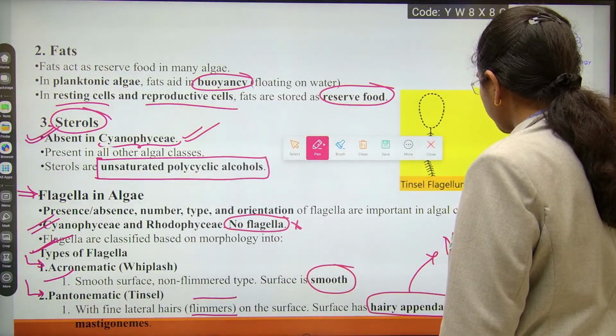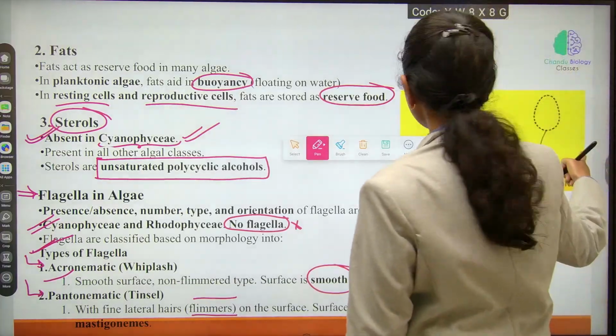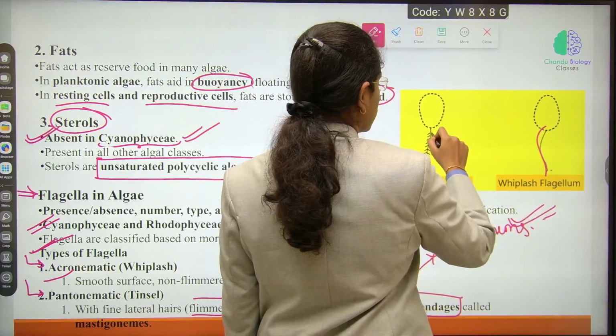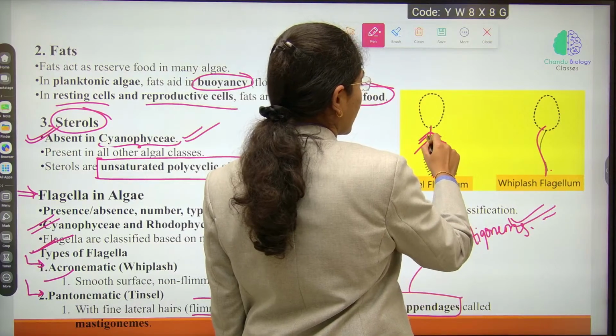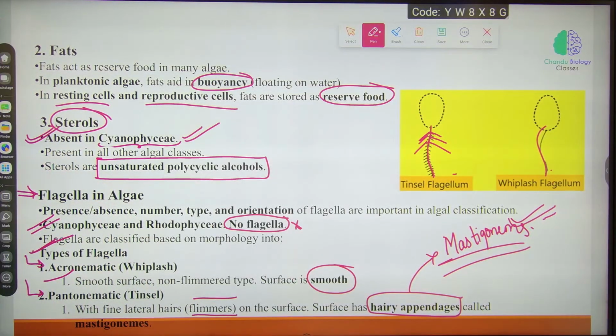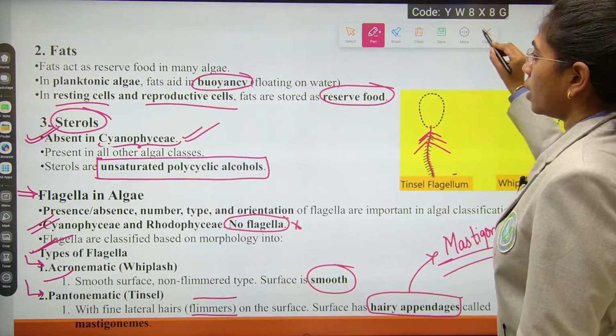Here you can see both the types, tinsel flagella and whiplash flagella. Whiplash flagella have a smooth surface, whereas tinsel flagella have hair-like structures. These hair-like structures are known as mastigonemes. Clear? Fine, right?